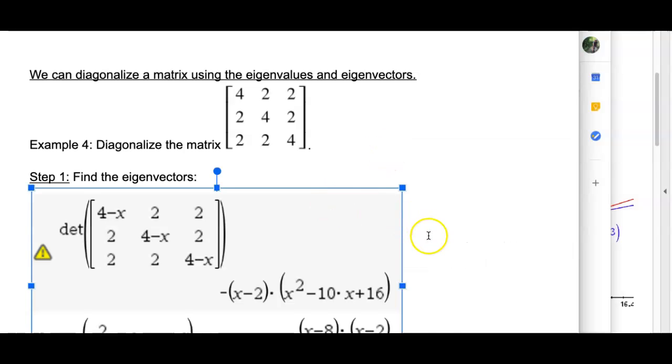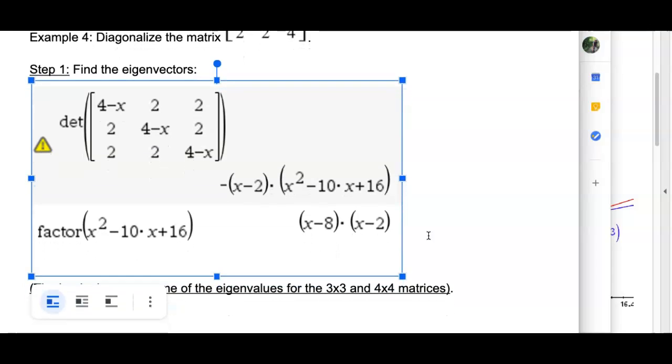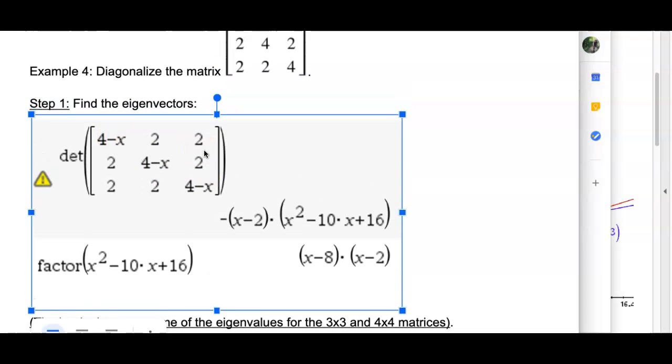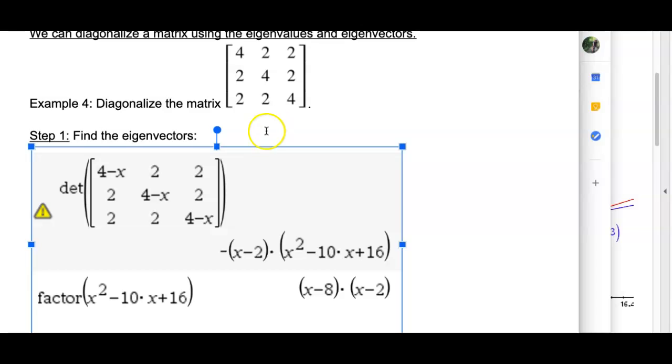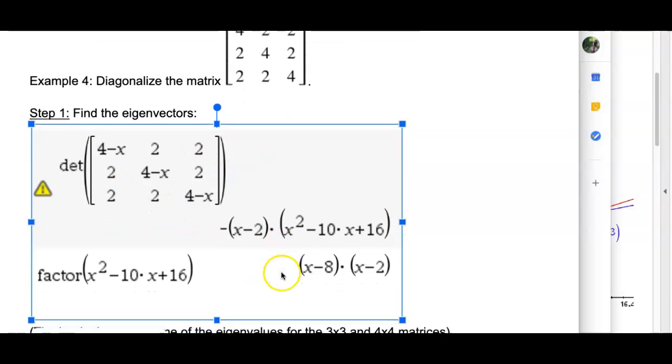So if I go ahead and do all that, you can do this with your CAS calculator if you have a CAS. I can find the determinant by putting 4 minus x down here, and it just happened that this diagonal is all 4s, that's why it turns out that way. Then I do the determinant, and then I get this polynomial. And then I want to go ahead and factor. Well, it didn't factor this piece for me, but I want to go ahead and factor the rest of it. So I get x minus 8 and x minus 2, along with this factor here, x minus 2.